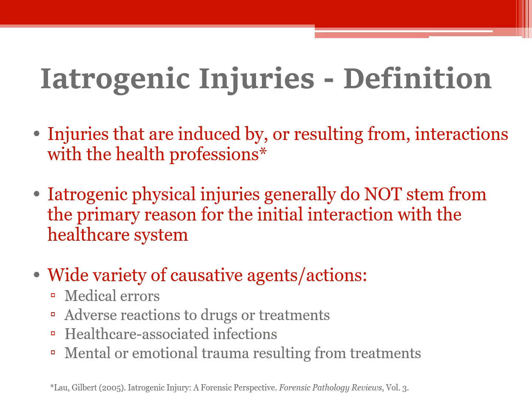When we talk about iatrogenic injuries, there's a wide variety of causative agents and actions. Some of the major ones we're going to talk about in this lecture are the following: medical errors, adverse reactions to drugs or treatments, healthcare-associated infections, and the mental and emotional trauma resulting from treatments, particularly very invasive treatments such as chemotherapeutic treatments, radiation treatments, treatments that involve amputation. There's a lot of mental and emotional trauma that results from that, and that can actually result in iatrogenic injury.